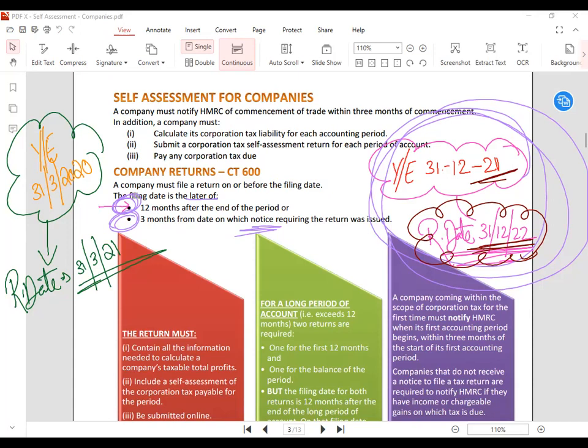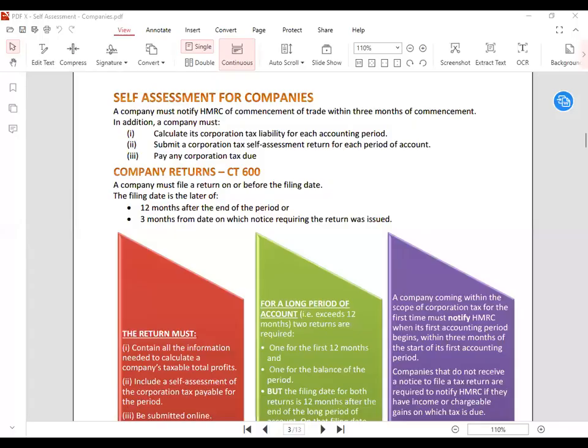Did you note it down? One more thing: the returns for companies must be submitted online. There is no offline option, no going to the office and submitting, in the case of returns for companies.